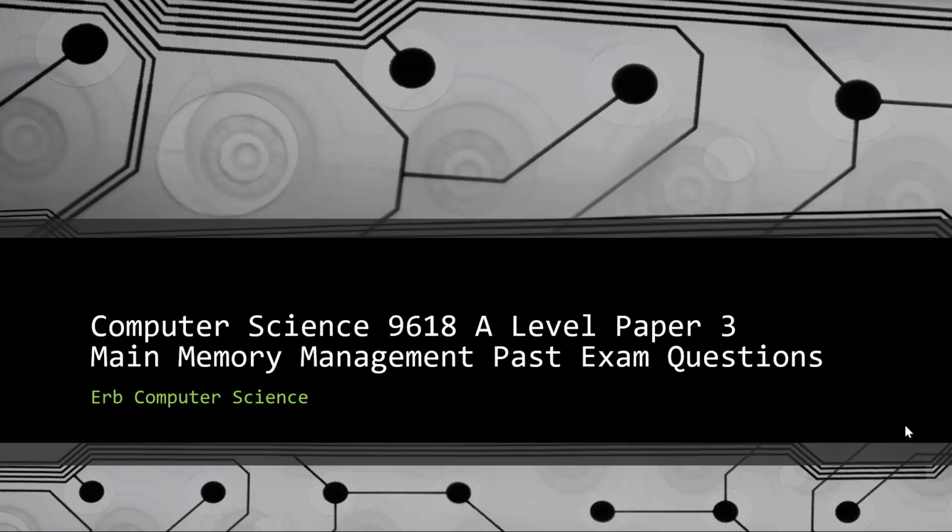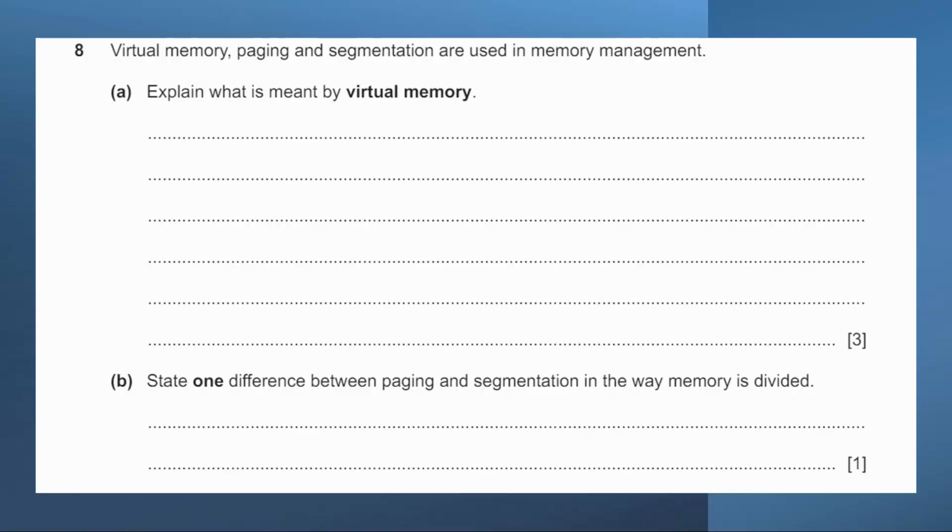In this video for Computer Science 9618 A-Level, we're going to be taking a look at Paper 3 past exam questions. These questions are going to focus on main memory management. In the video I did just a couple days ago, we got the gist, or main understanding, of how main memory management works. Now it's time to put it all together and look at those past exam questions and put them into use.